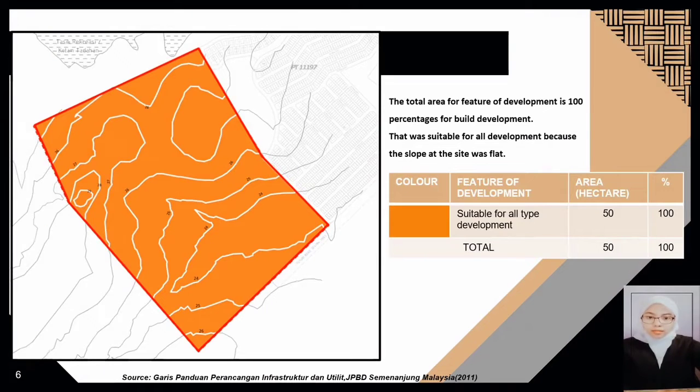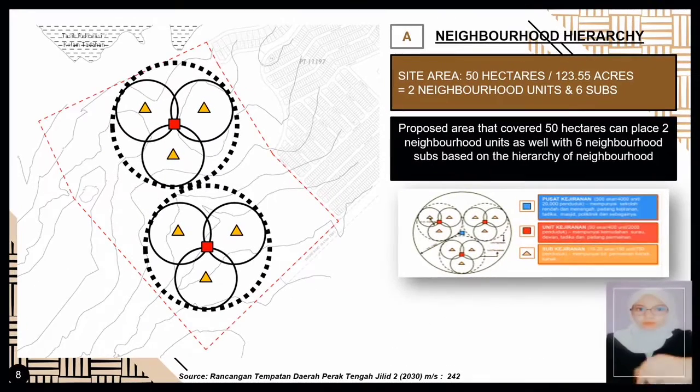Development on land suitability. The total area for future development is 100% for build development. It is suitable for all development because the slope of the site is flat. Neighborhood hierarchy. The site area is 50 hectares, with 2 neighborhood units and 6 sub-neighborhoods. The proposed area of 50 hectares can place 2 neighborhood units as well as 6 neighborhood subs, based on the hierarchy of neighborhood.